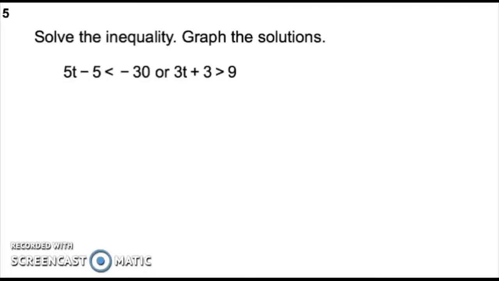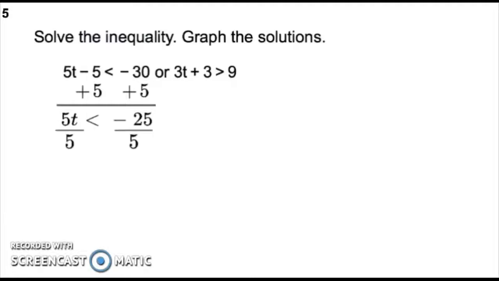Number 5, it says solve the inequality and graph the solutions. Now this one is an OR statement, so that means we're simply going to solve each inequality separately and then graph them separately but on the same graph. So starting by solving the first one on the left, we add 5 to both sides, which gives us 5t is less than negative 25. Divide both sides by 5, and we'll get t is less than negative 5. Now that's our first answer.